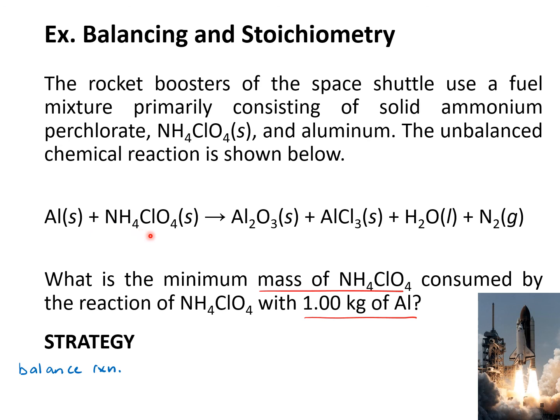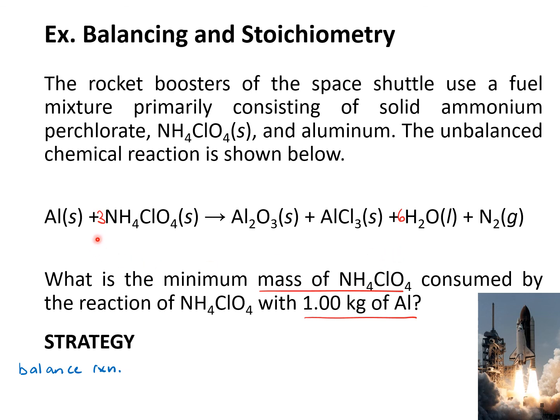Looking at ammonium perchlorate, you notice we have 1 chlorine on the left and we have 3 chlorines on the right in aluminum chloride. So in order to balance the chlorines, we add a 3 in front of the ammonium perchlorate. Next, we'll balance the hydrogens. You'll notice that there are 3 times 4, giving us 12 hydrogens on the left, and we only have 2 hydrogens on the right. So to balance the hydrogens, we'll take 12 and divide by 2, giving us 6 waters.